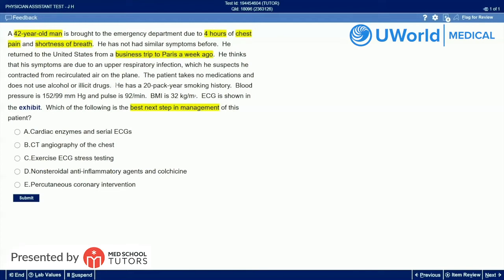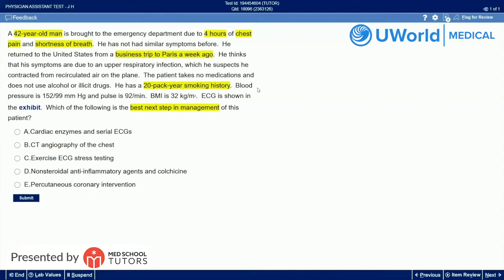The next sentence, however, tells us that he has a 20-pack year smoking history, and this is a pertinent positive and relevant in particular because a long smoking history increases the risk of atherosclerosis, and atherosclerosis is the underlying lesion that leads to the development of myocardial ischemia and myocardial infarctions. Not to mention, smoking also increases hypercoagulability risk, which might also contribute to the development of a DVT and PE like we had suspected before.